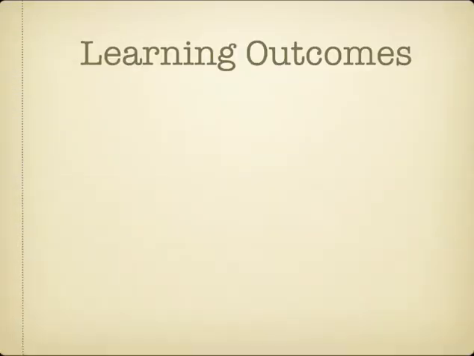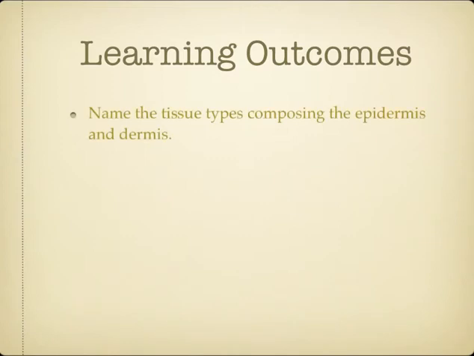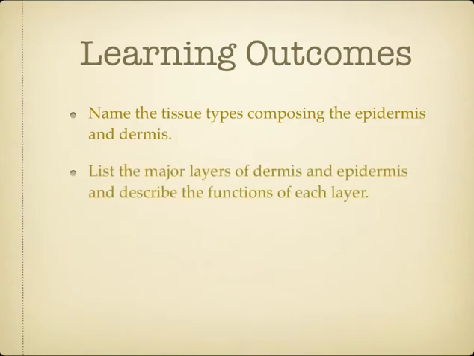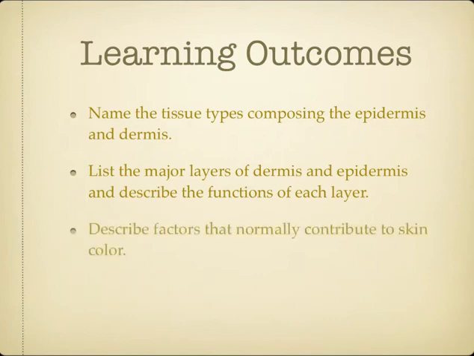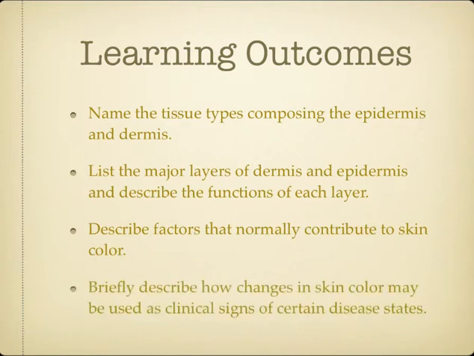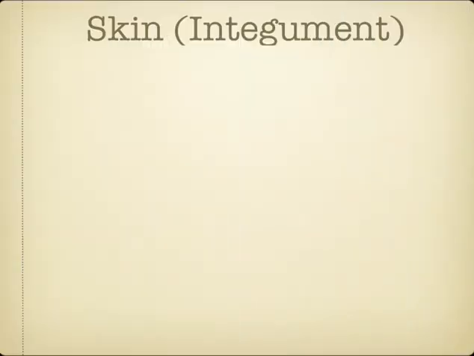Learning outcomes for this first video. Name the types of tissues that compose the epidermis and the dermis. List the major layers of the dermis and the epidermis, and describe the functions of each of these layers. Describe the factors that normally contribute to skin color. There are several. And briefly describe how changes in skin color might be used clinically to help diagnose certain diseases. Some interesting stuff there.